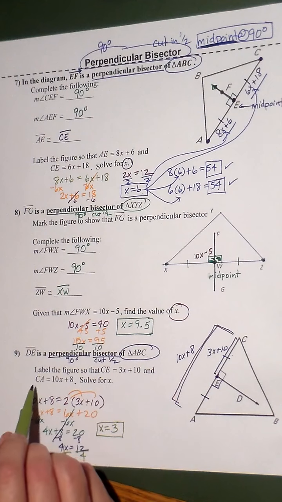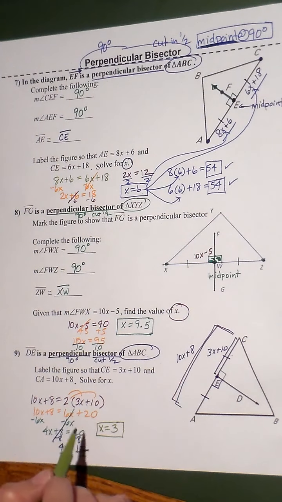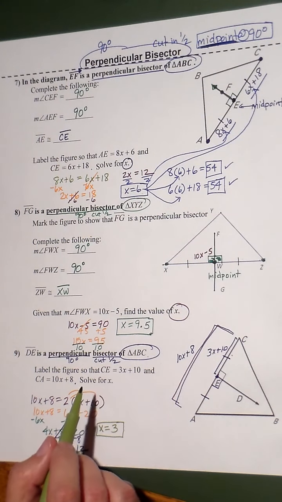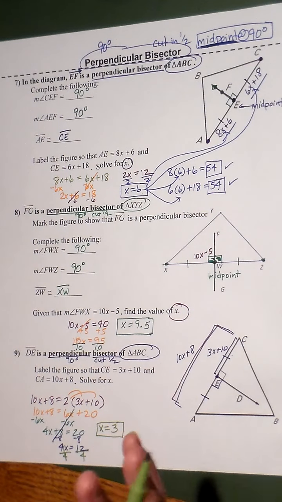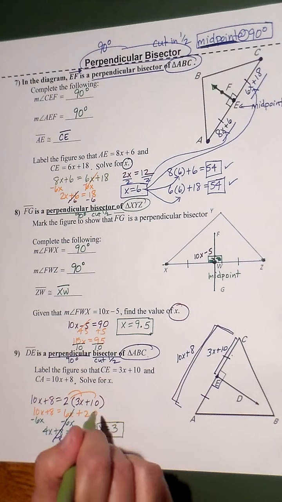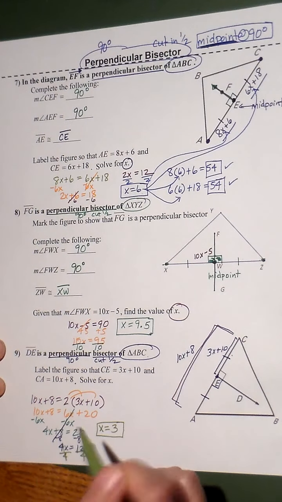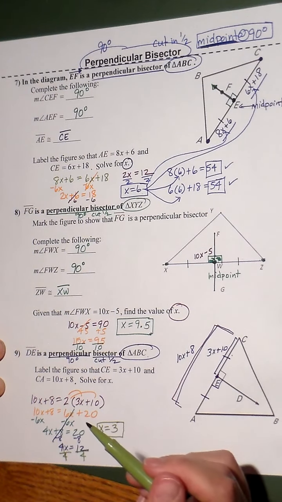Now, if I were to ask you to solve for CA or CE, you would have just plugged the x back in to get the answer. And let's check. Let's make sure we got it right, because if I got the right answer, what should happen when I plug x into CE and x into CA? CA should be twice as big, right?